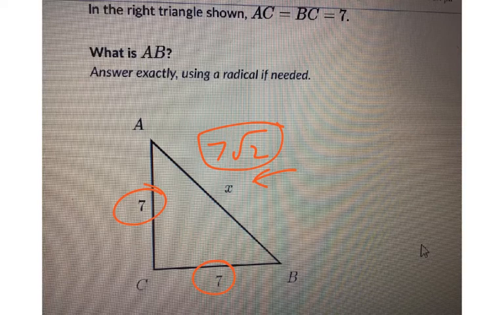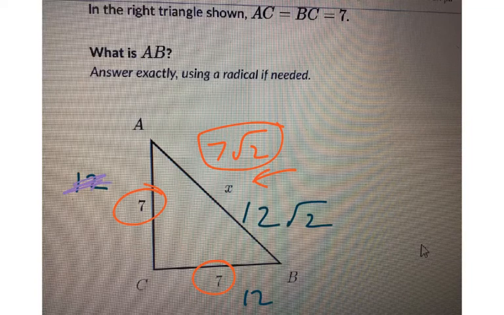Guys, look. Let's say this was 12. Then this would be 12, and this would be 12 square roots of 2. Get it? Let's say this side was 100. This side would have to be 100, and the longest side here would have to be 100 times the square root of 2. It's really that simple on some of these.